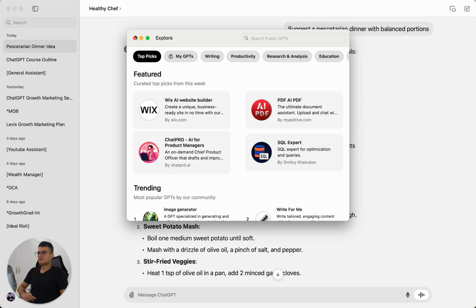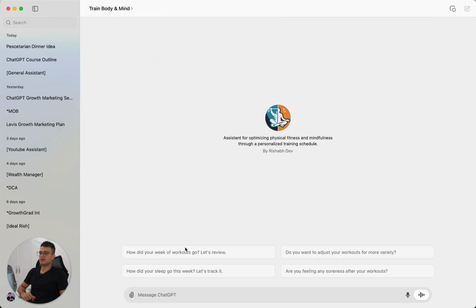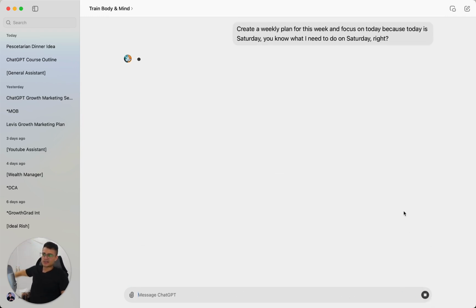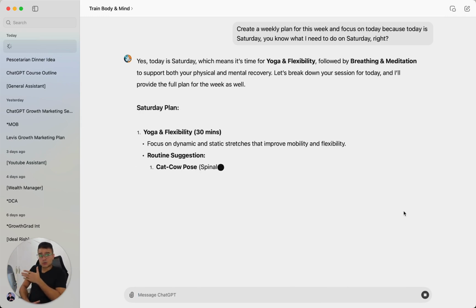So the other one that I wanted to show you is the Train Body and Mind. So let's create a weekly plan for this week and focus on today, because today is Saturday. You know what I need to do on Saturday, right? Sometimes I will just think, okay, today is this day. What am I supposed to do? So you can just feed that prompt because it knows what I do every day.